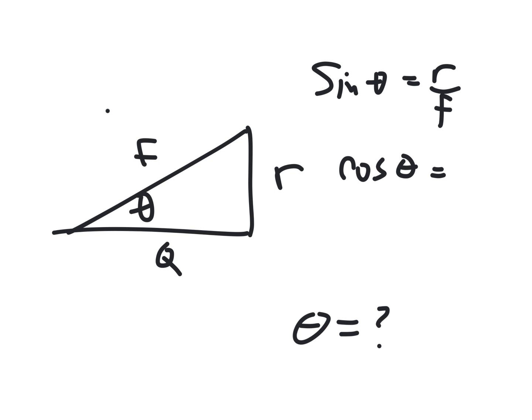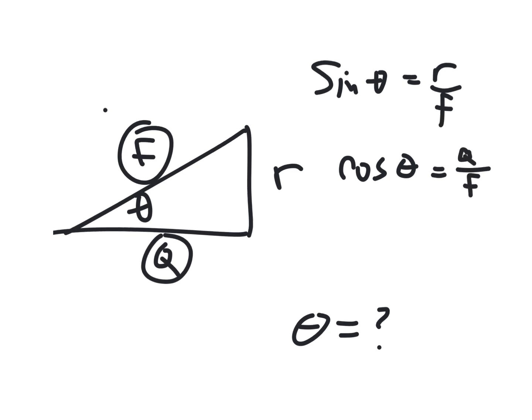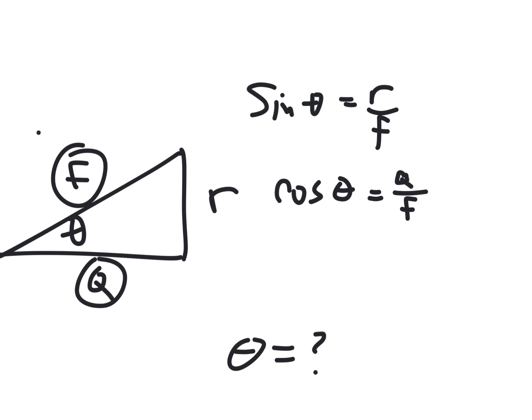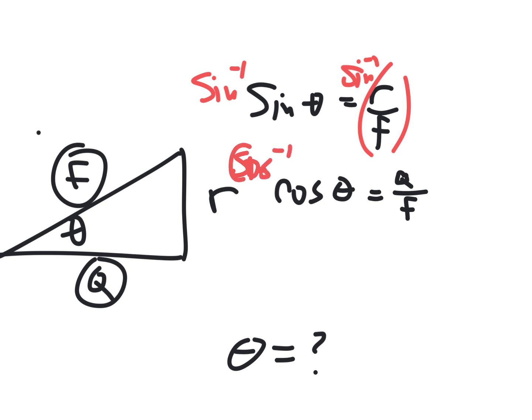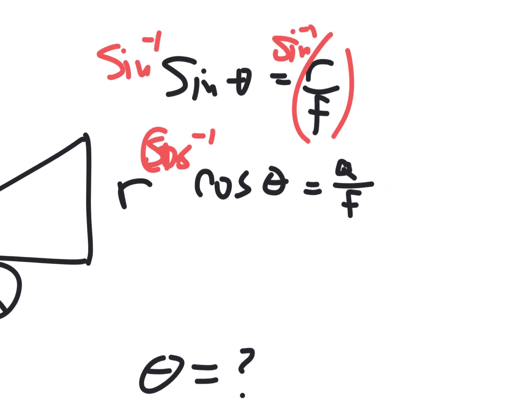Do you know that all of them would have worked? I'll just do cosine for a second. Cosine of theta would have been Q over F. And then all you have to do is inverse of that on both sides. Sorry, inverse sine goes up here. Inverse sine of R over F would be an answer. Or inverse cosine of Q over F.